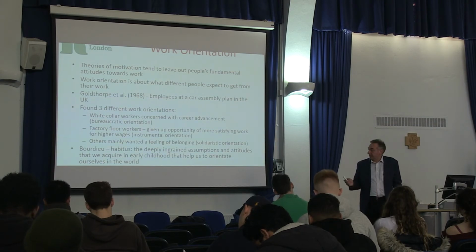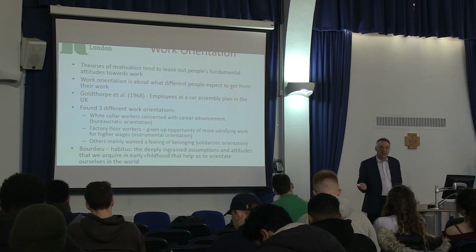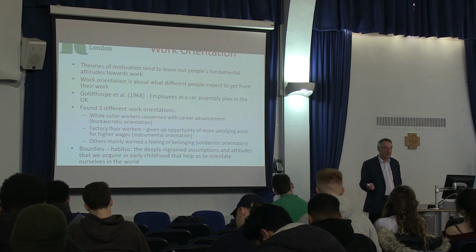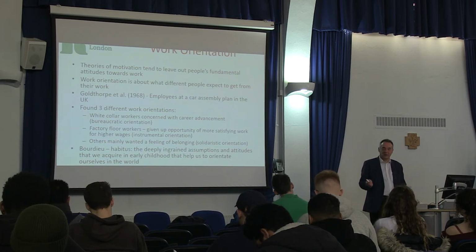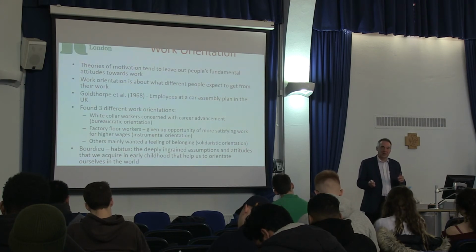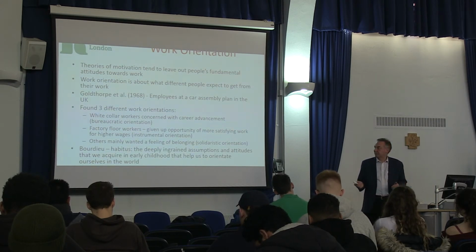So he decided that there were actually 3 work orientations. There's the bureaucratic orientation, where people are motivated by improving themselves. This actually fits in with Maslow and Herzberg quite nicely, because people grow through their work. They get qualifications, and then they have a career path where they get promoted, and they get more money, and they get more experience, and they get more respect from their work.